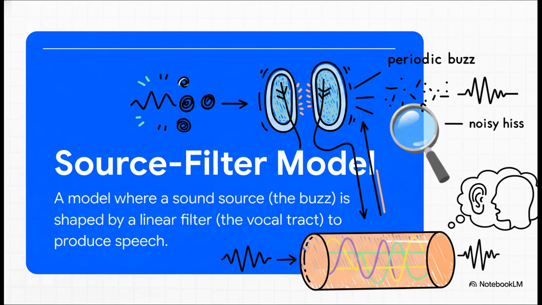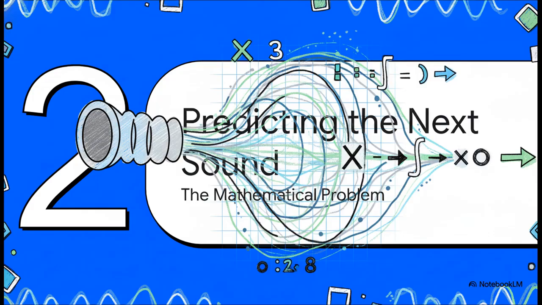Okay, so the source part, that's basically our vocal cords. For sounds with pitch, like when you say ah, it's a periodic buzz. For sounds without pitch, like s, it's more of a noisy hiss. Now the filter, that's our vocal tract, our throat and mouth. It acts like a resonant tube. As we change the shape of our mouth, we change the resonant frequencies of that tube. Those peaks are called formants, and they're like the acoustic fingerprints that let our brains tell the difference between vowel sounds.